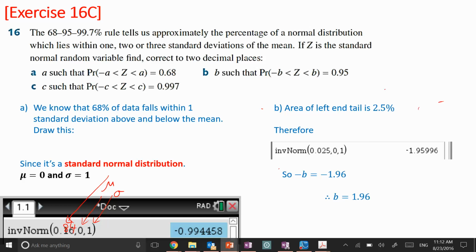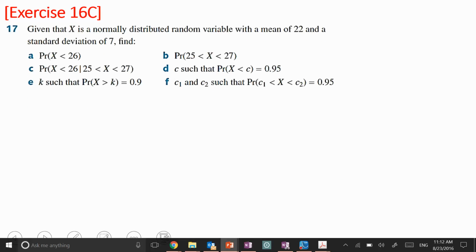Okay, because when you're always working from left to right, it doesn't do intervals for you there. All right, so let's have a look at the second question.